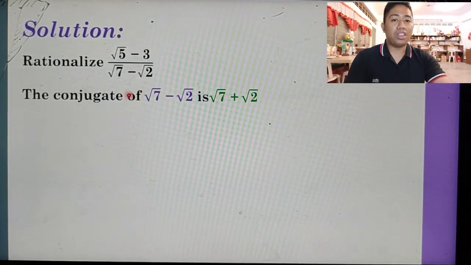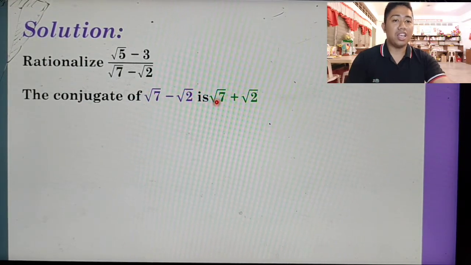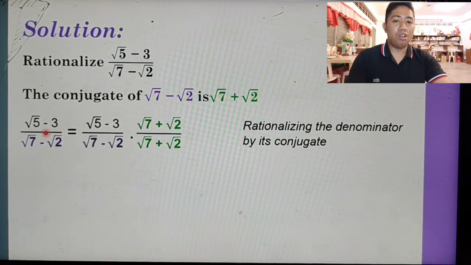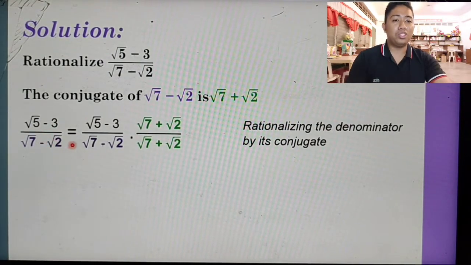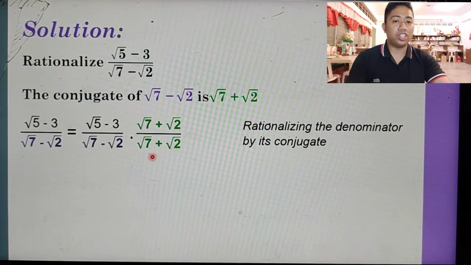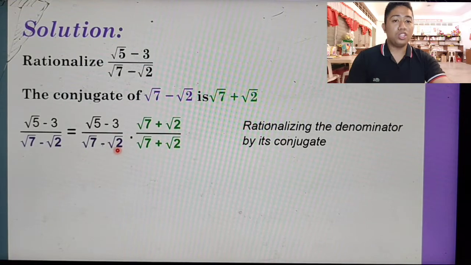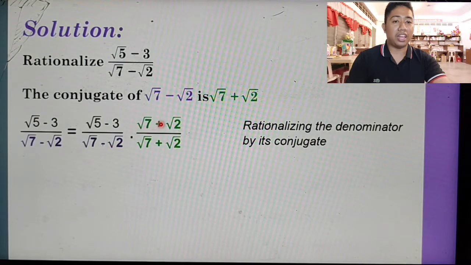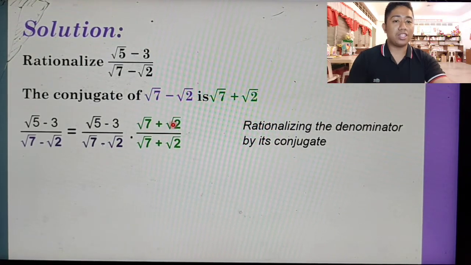We found out that when the given denominator is square root of 7 minus square root of 2, the conjugate is square root of 7 plus square root of 2. Okay? So that is very easy to understand, the concept of conjugates. In the same manner, you will rationalize the denominator by its conjugate. We all know that the denominator is square root of 7 minus square root of 2. So we multiply both the numerator and denominator by its conjugate. So we change the sign: square root of 7 plus square root of 2 over square root of 7 plus square root of 2.